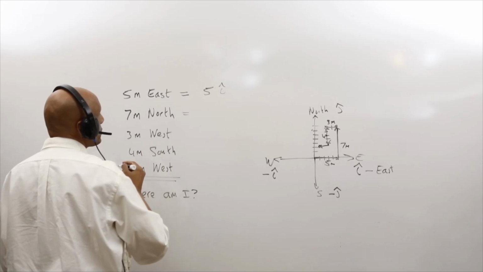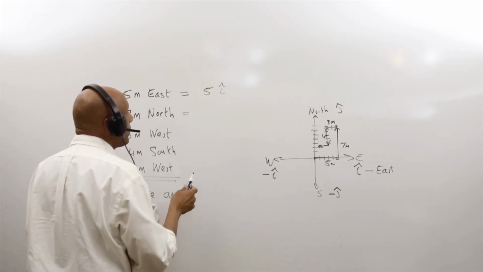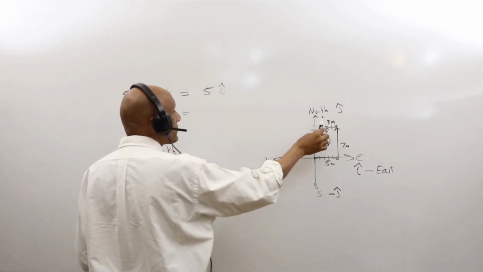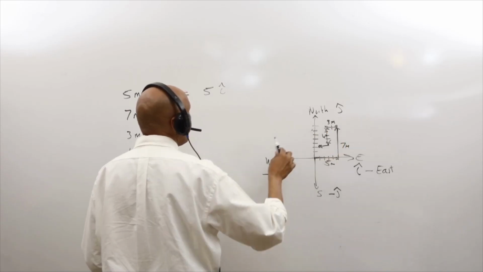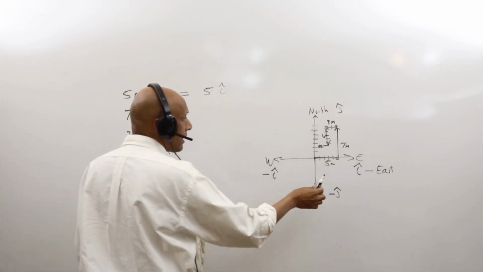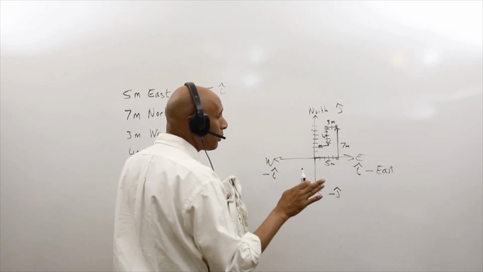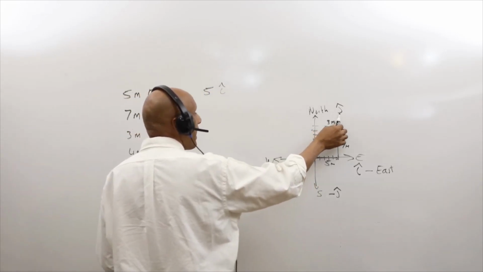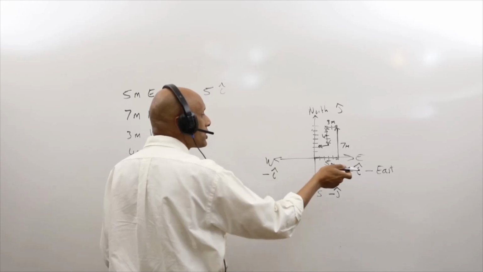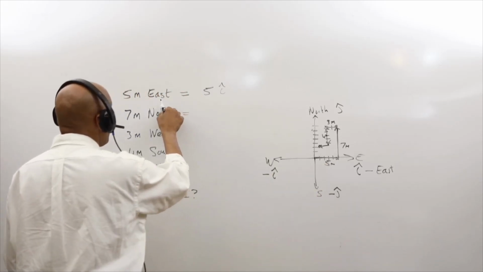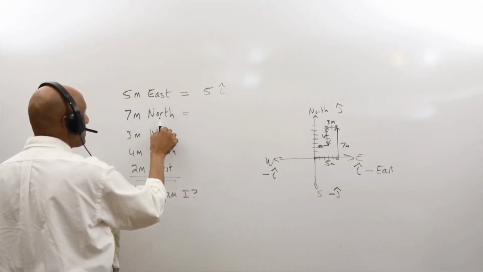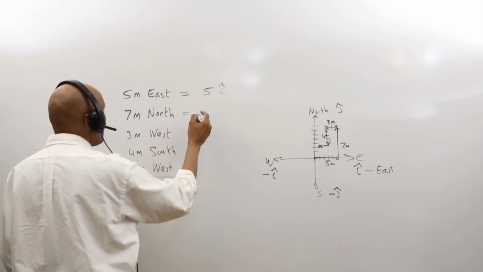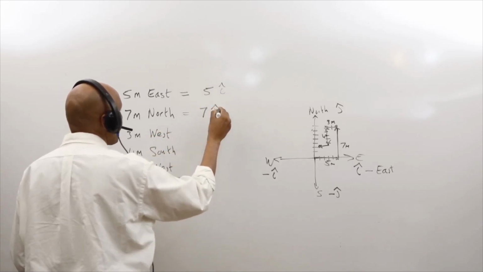Here is 7 meters north. What's 7 meters north? Well, north is an abbreviation for the symbol J hat. And later we'll call these unit vectors, but that's not important. What matters is that this symbol J hat and I hat represent a direction. So in this case, I hat represents the east direction, J hat represents the north direction. So in this case, this is 7J.